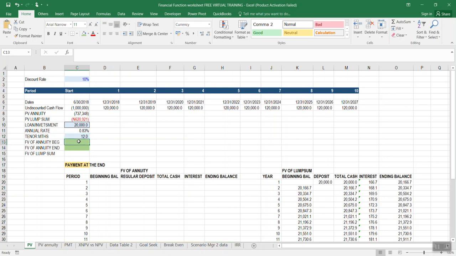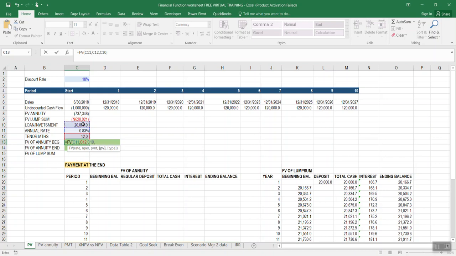We are going to use the future value of an annuity to calculate this. To use that, we say equals to FV, future value. What is the interest rate? It is 8%. What is the total number of periods? It is 12 months. What is the payment? That is the regular payment that you are going to be making, which is 20,000.